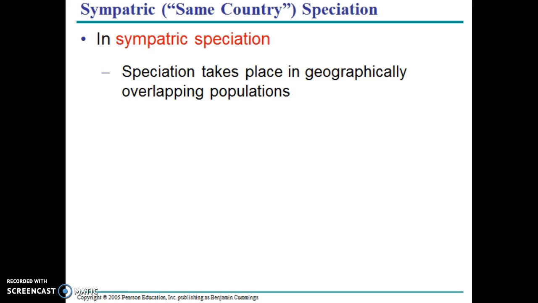We left off part 2 by looking at allopatric speciation, in which there's some kind of geographic barrier preventing two populations from reproducing, and it also prevents gene flow. We're going to be picking up this one by looking at sympatric speciation, which is also called same country, because it incorporates an overlapping boundary. So you have two populations living in the same place, and reproduction can occur between them.